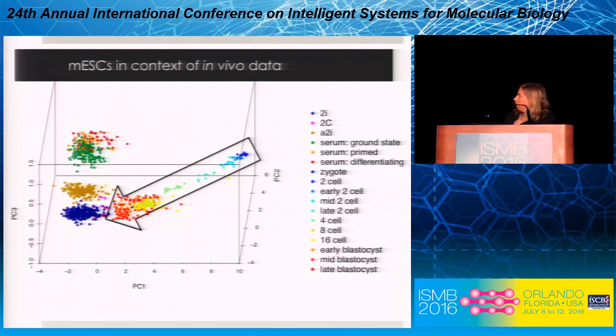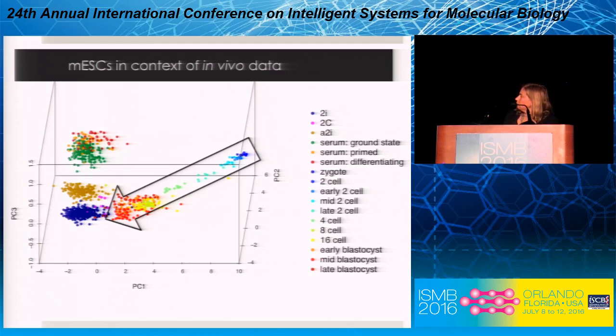But we rescued them back once we'd realized that. And you can see here, these are actually very close to the blastocyst. They're not close to the 2-cell stage of the embryo, so we don't think that they're really mimicking that stage, but they are very close to the blastocyst stage.